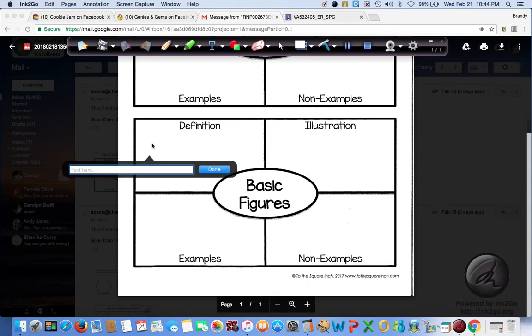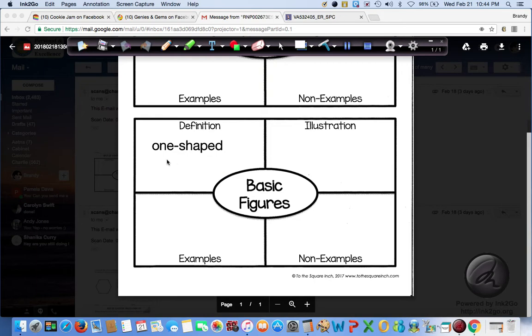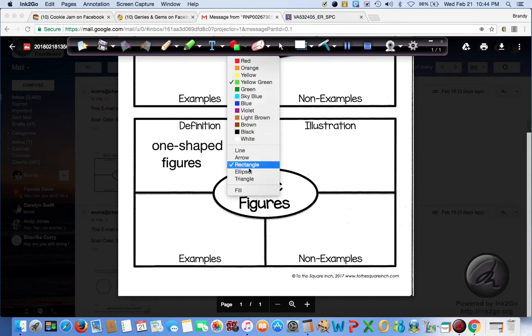So here in definition we're going to write one-shaped. There we go. And we're going to write figures. Okay, so they are one-shaped figures. And illustrations could be any of these that are listed here.